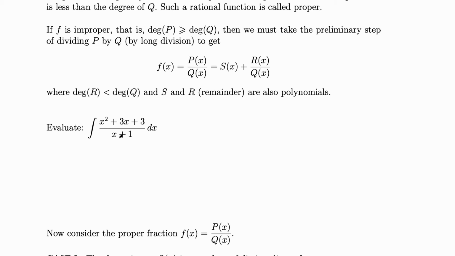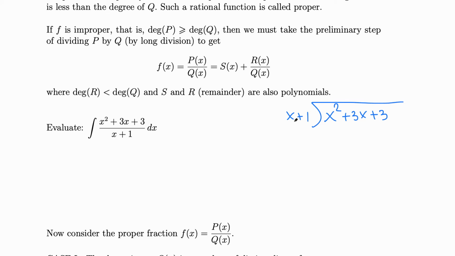So this is improper because the degree on the top is equal or bigger, in this case bigger, than the degree of the bottom. So to integrate this fraction, first we need to divide the top by the bottom using long division. So we write the top, that is x squared plus 3x plus 3, and we divide by the bottom, which is x plus 1, and the quotient goes here, this part.